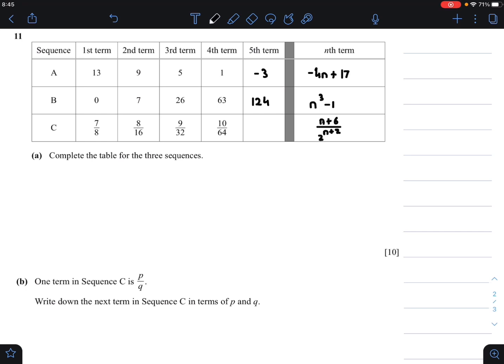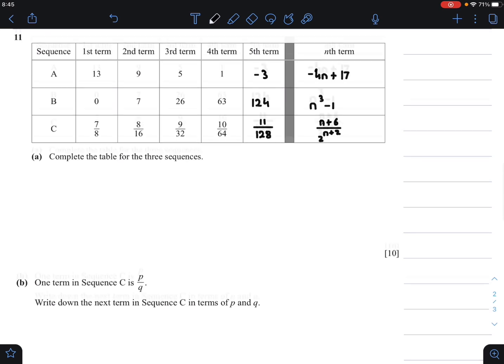Now let's find the fifth term, because now it would be easier since we already know the nth term. So all we need to do is substitute n as 5. So 5 plus 6 is equal to 11. And it would be 11 divided by 2 raised to 5 plus 2, which is 7. So 2 raised to 7, which is equal to 128. So therefore that would be our final answer for part A of this question.